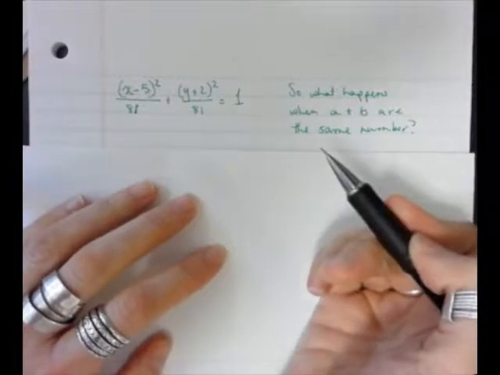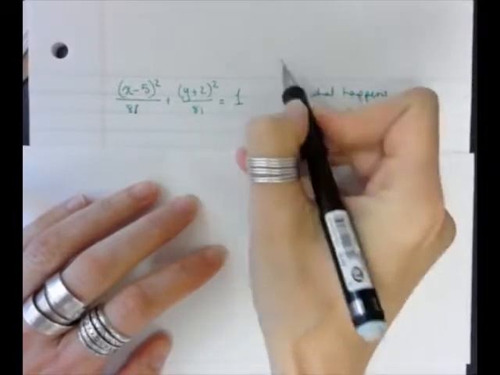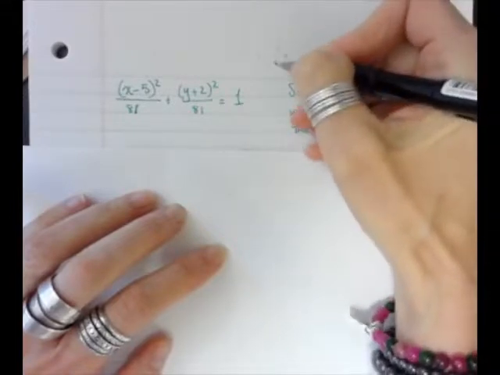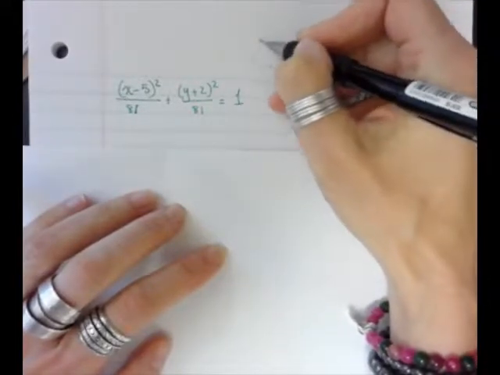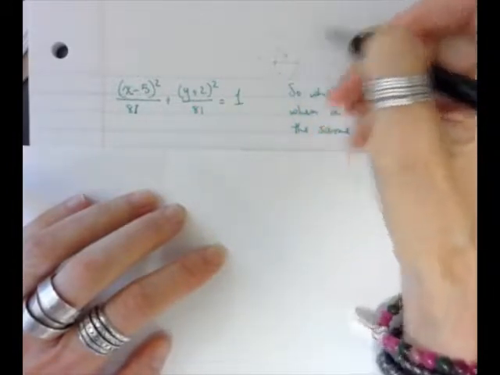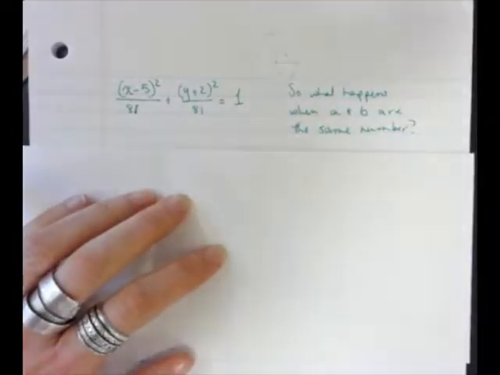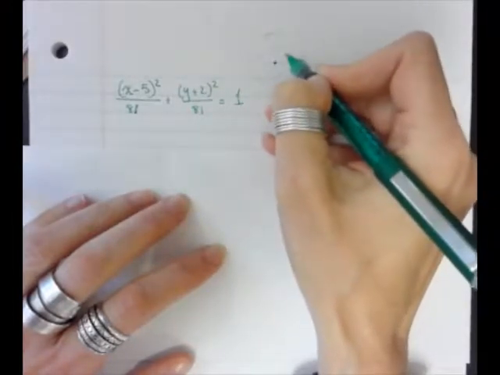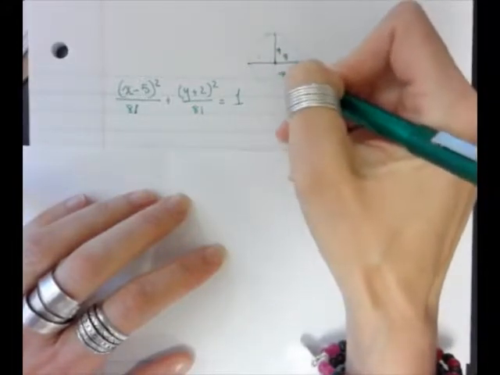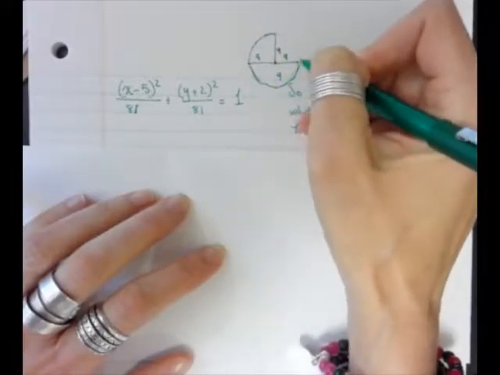Well, if my a and b are the same number, that means that my horizontal distance from the center is going to be 9, and my vertical distance from the center is going to be 9, which means that we don't have an ellipse anymore. We actually have a circle. But this is in ellipse form, isn't it? Here's the center, 9 to the right and to the left, 9 up and down, and of course these are radii, and this is going to be a circle.